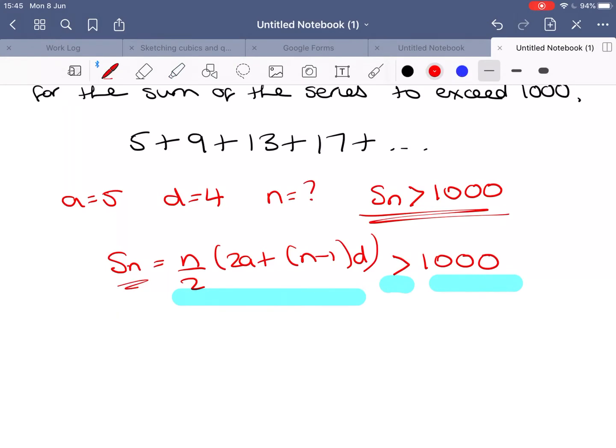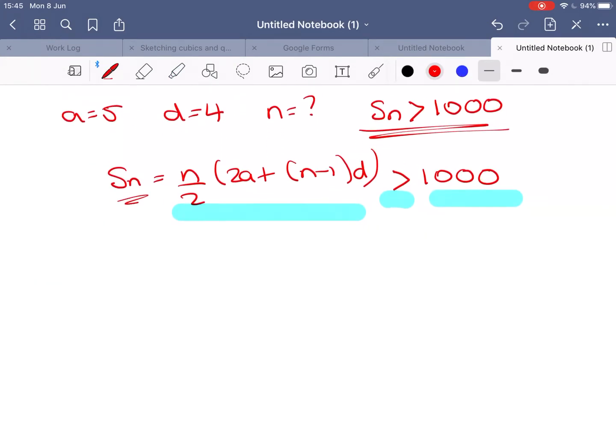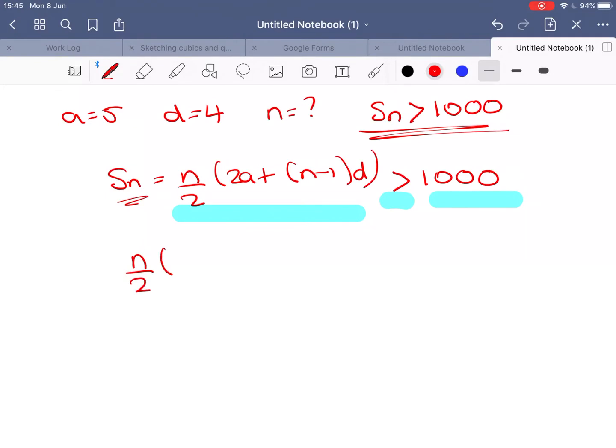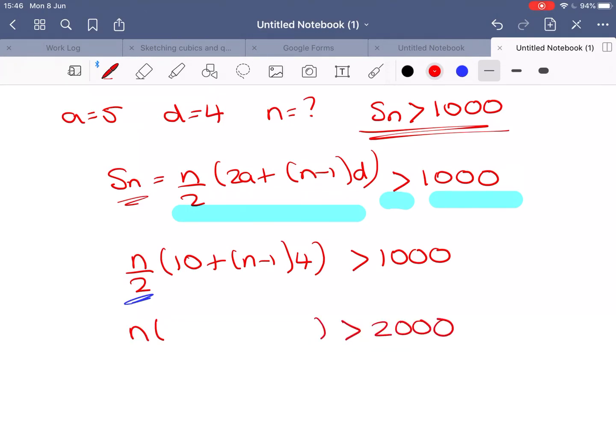So I've got an inequality to solve. I'm going to put in what I know. So I've got n over 2 times (2 times a, which is 10, plus (n minus 1) times 4), and that's got to exceed 1,000. Now, if I'm honest, what I always do at this point is I get rid of this fraction, so I multiply through by 2. So then that gives me n times this bracket is greater than 2,000. And I usually do two steps at once, because I then also sort this bracket out, and I think I've got 10 plus 4n minus 4, so that is 6 plus 4n.